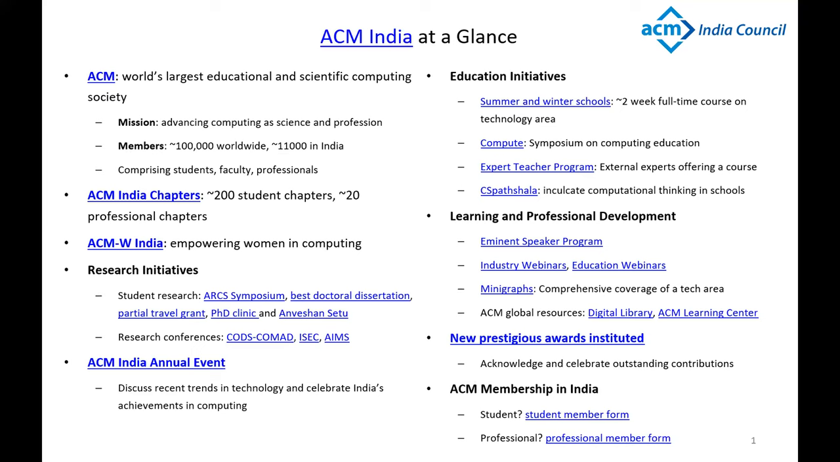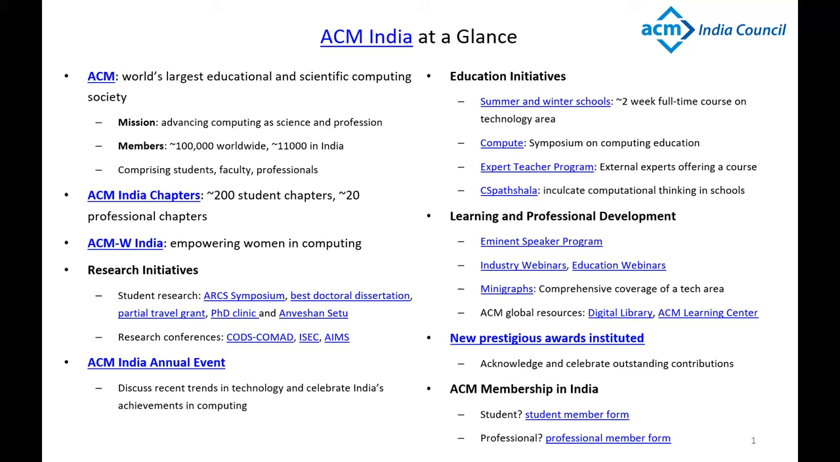We have something special for promoting gender diversity too, ACM-W, which works for empowering women in computing. It has many initiatives for female students. We organize the Lady Ada programming competition and hackathon specifically meant for female students. We also have one of the summer schools exclusively meant for female students.